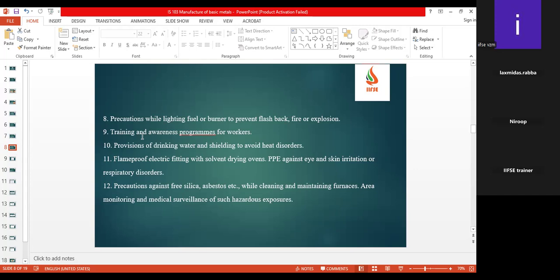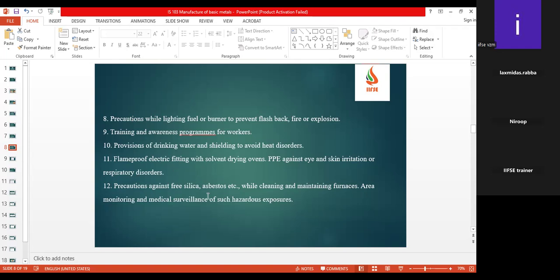Because of continuous exposure to heat, they'll get dehydrated by losing water content as sweat. Then flame-proof electrical fittings with solvent drying ovens, and also PPE against eye and skin irritations. Respiratory disorders also will happen, so we have to provide suitable PPEs to the respective operators.